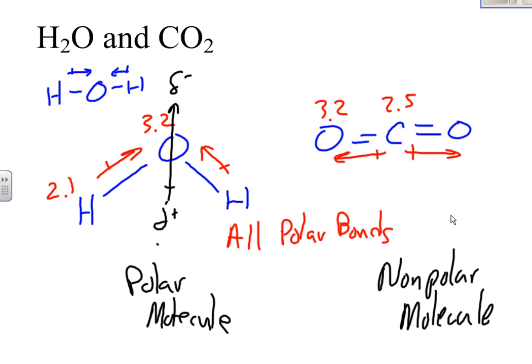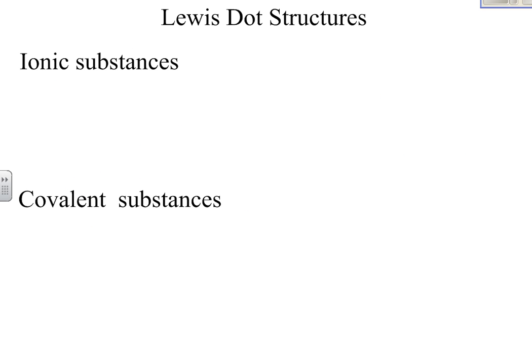In the next week, or week and a half, you guys are going to be able to figure out the structures for all different molecules. The first step in that is doing dot structures. These are called Lewis dot structures. For ionic substances, these are going to be pretty simple. We're just going to show an example of this and then move on from it because they're pretty boring.